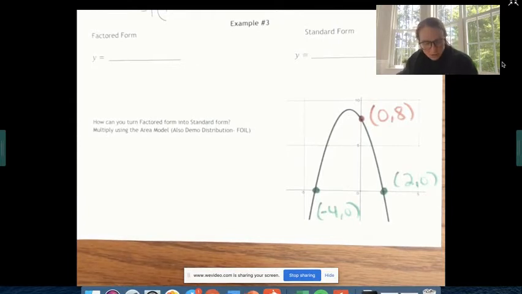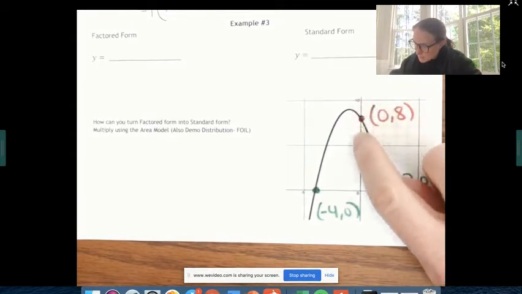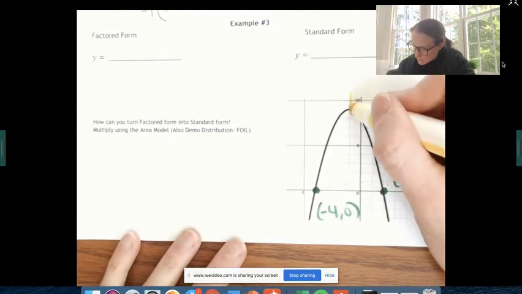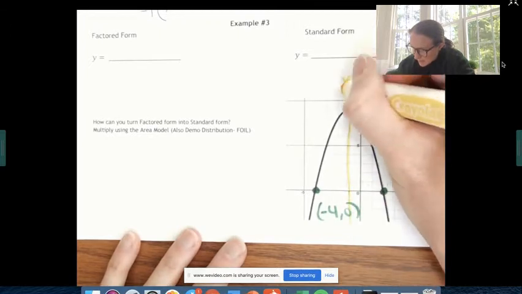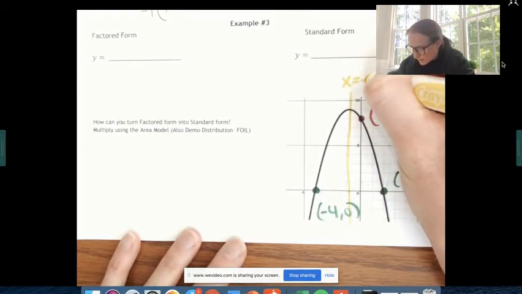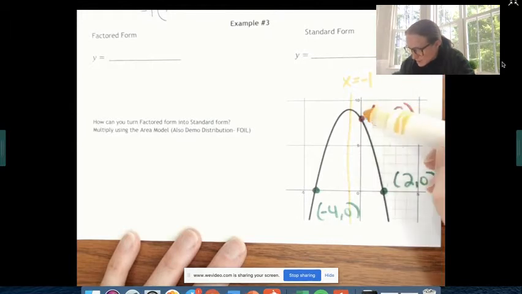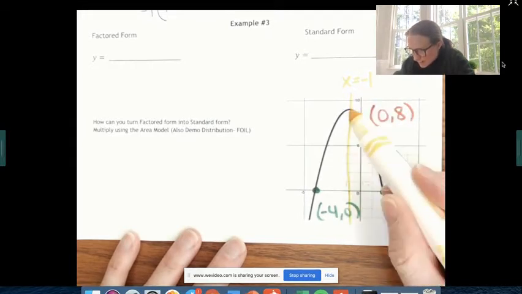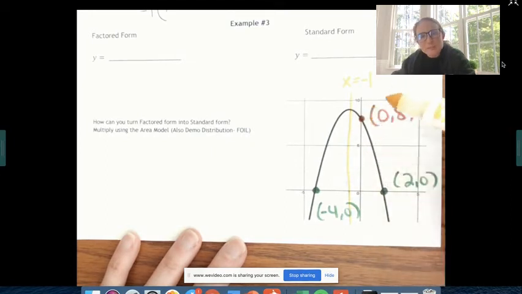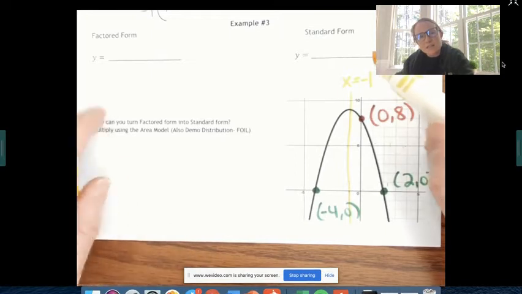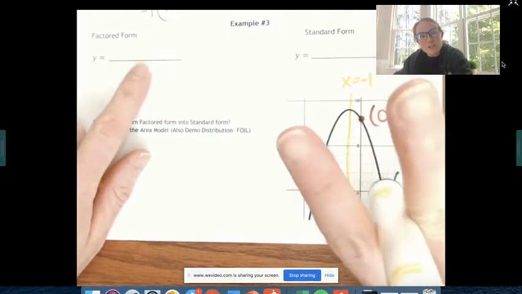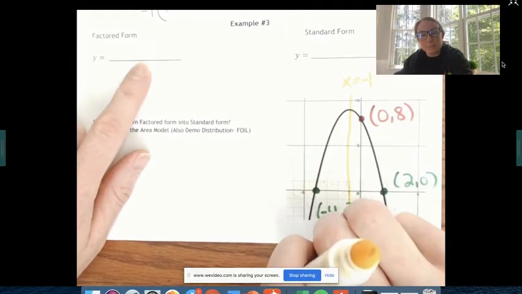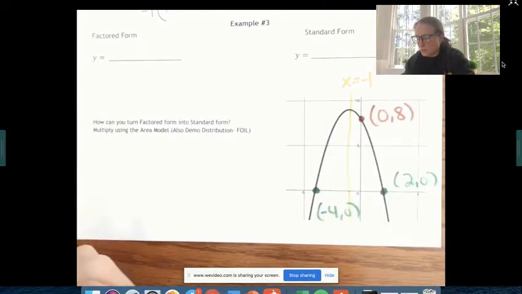Now I can also show my vertex and my axis of symmetry. My axis of symmetry is going to be right down this middle. All right, axis of symmetry is right here. That's at x equals -1. I can also see that the vertex is right here at (-1, 9). But I can't see my axis of symmetry or my vertex in either of these equations. There's a third form of the equation called vertex form. That's how you could see that, but we're not learning about that quite yet, okay?